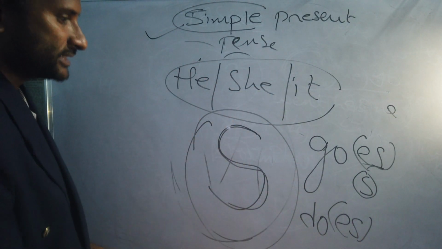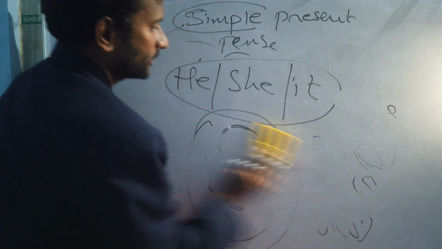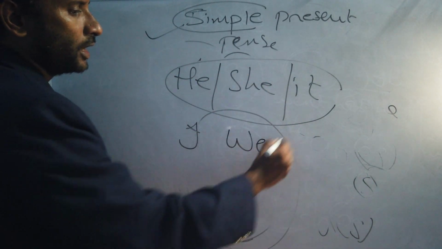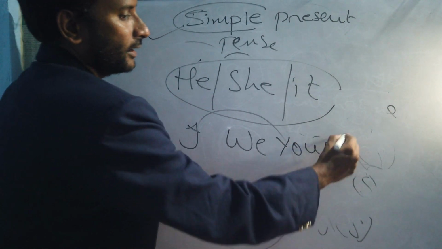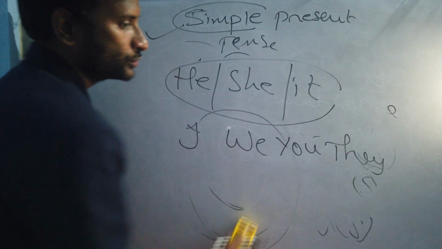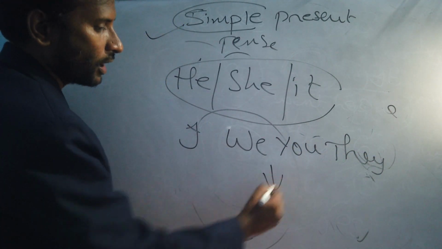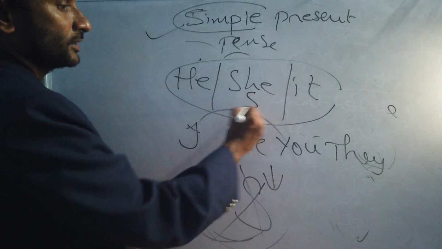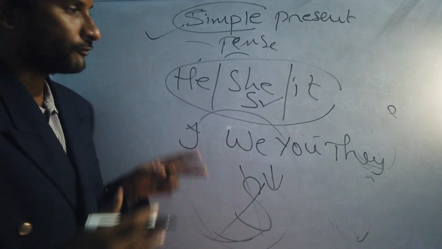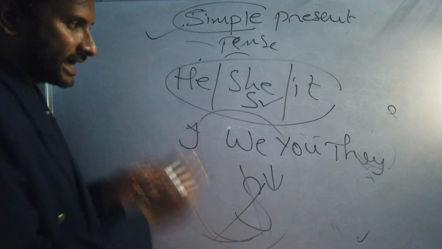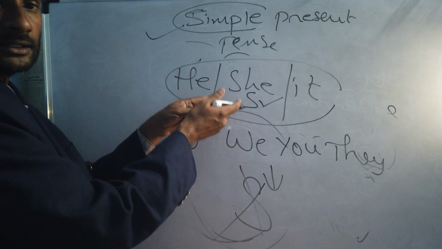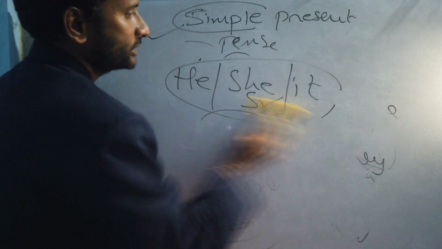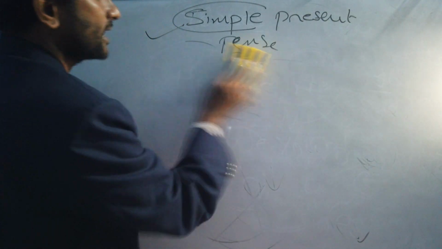But if you use I, we, you, they, you don't use s here. For them, no s. For he, she, it, s is important for V1. Remember this addition, and remember here without any addition. Okay. So with this we will write examples.